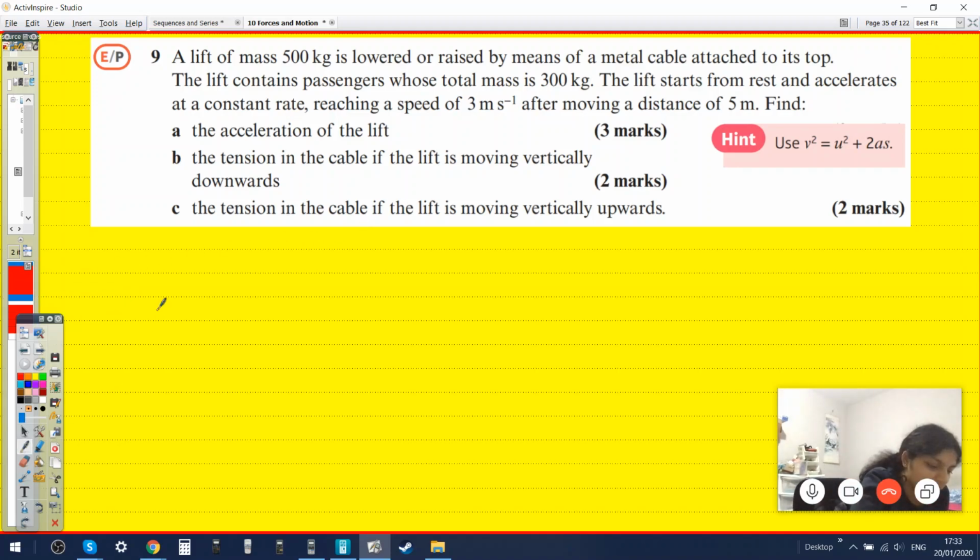A lift. Yay. Why is that yay? I don't know. Okay, so this time it's probably going up and down. So 500.